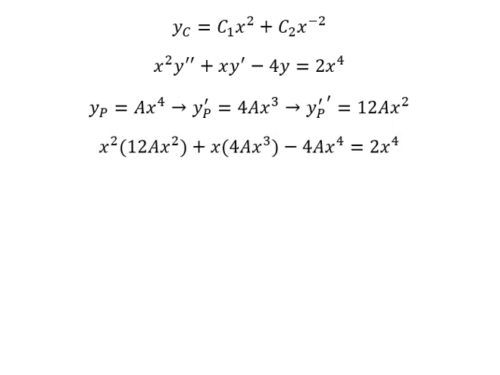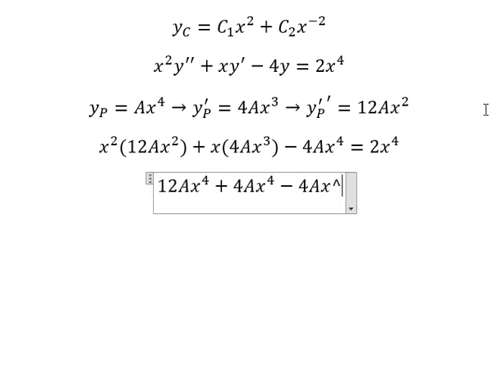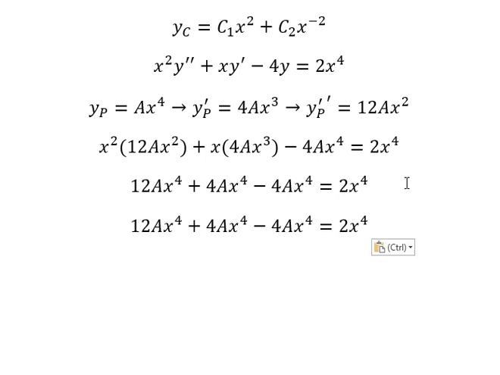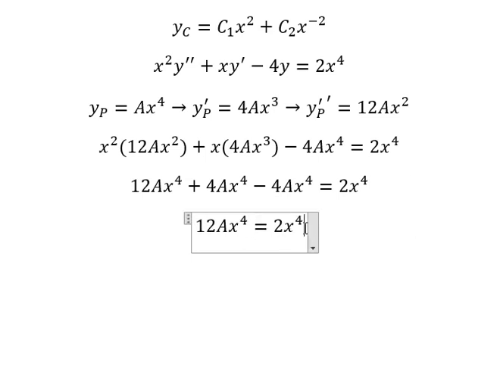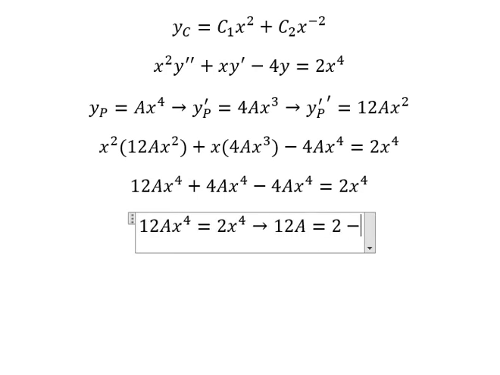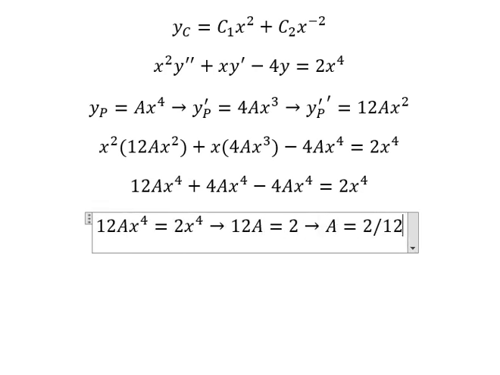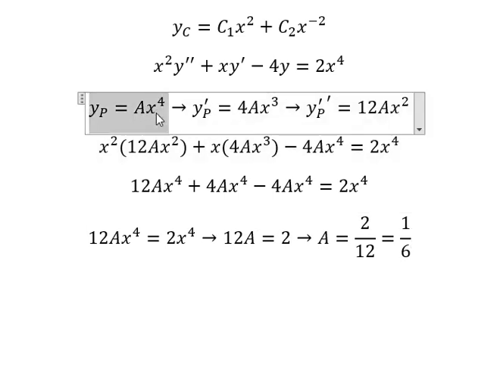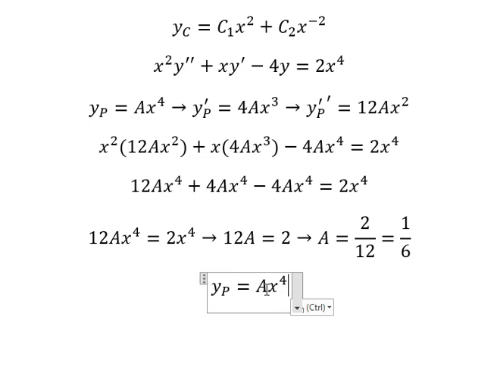And now we need to simplify, and you get 12a s to the power of 4 plus 4a s to the power of 4 minus 4a s to the power of 4 equal to 2s to the power of 4. We simplify this. So that means 12a equals 2, and a equals 2 divided by 12, and you get 1 over 6. So YB in here, we need to change capital A into 1 over 6.